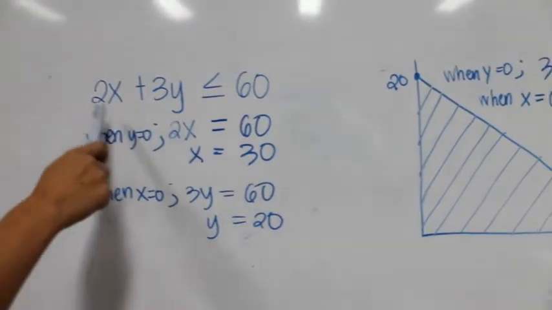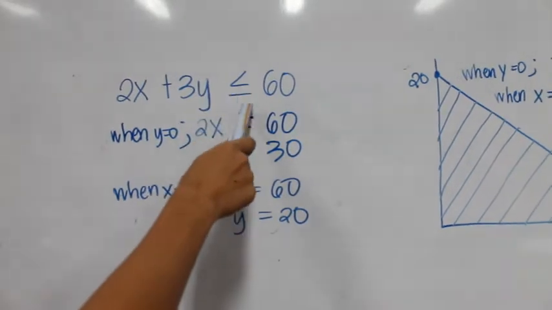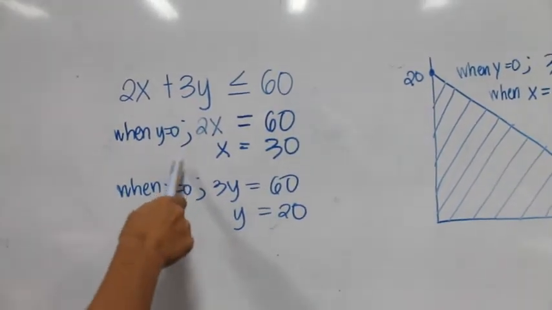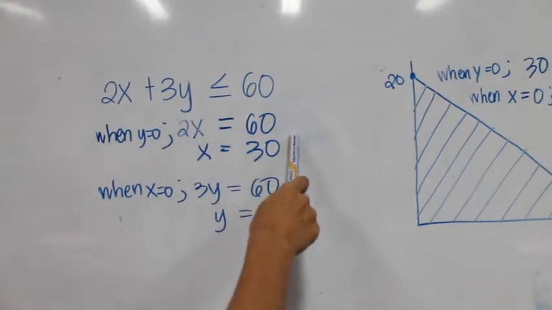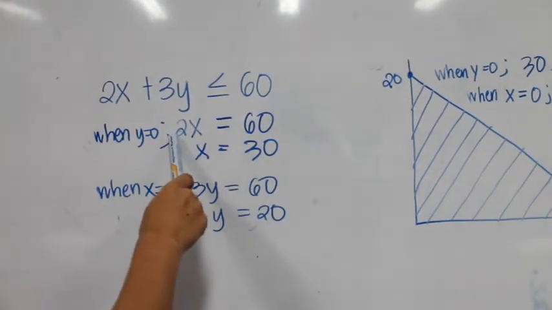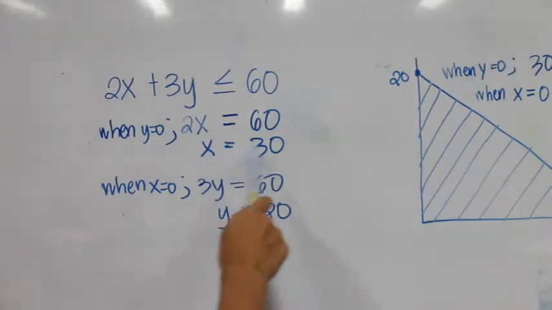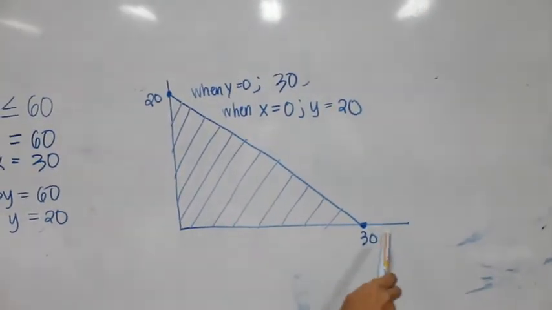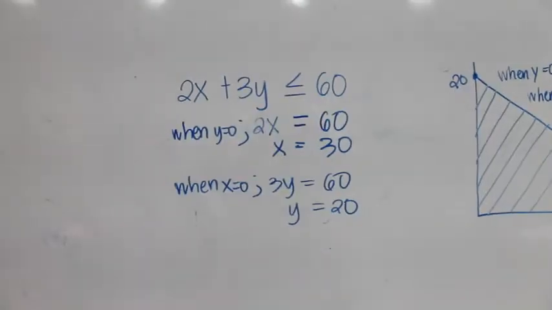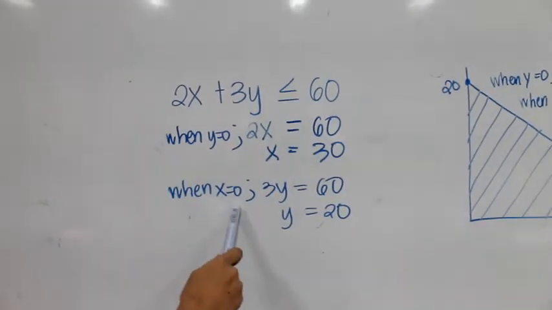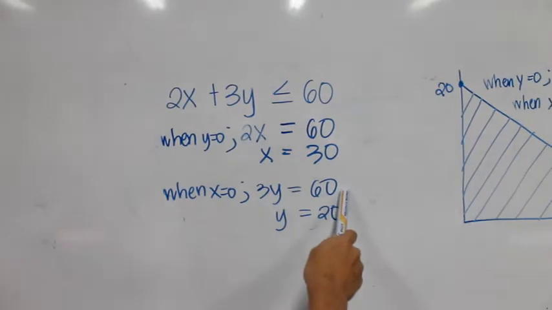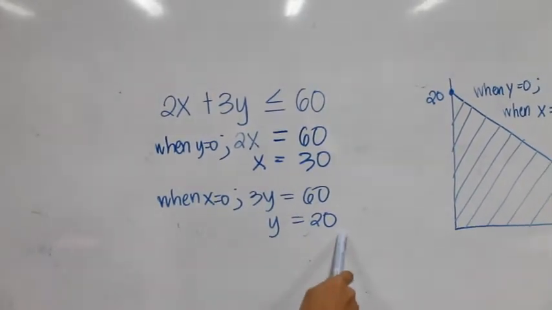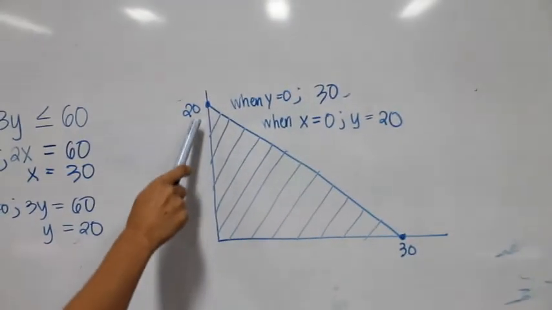From the first inequality, 2x plus 3y less than or equal to 60. When y equals 0, 2x equals 60, and 60 divided by 2 becomes x equals 30. And then we plot it here on the x-axis. When x equals 0, 3y equals 60. 60 divided by 3, y equals 20. And then we plot it here on the y-axis.